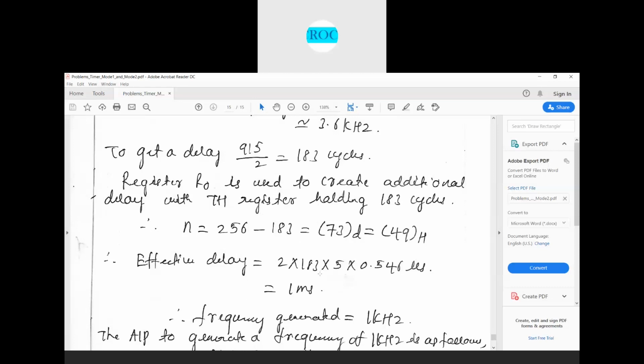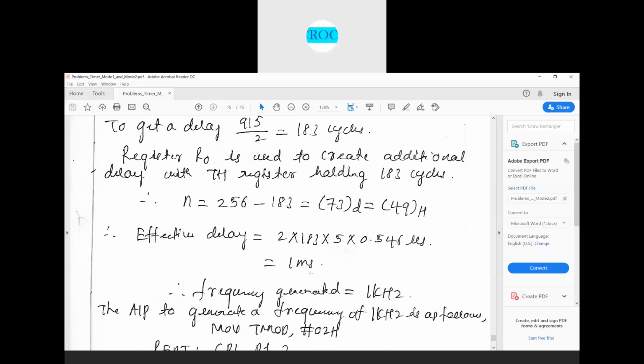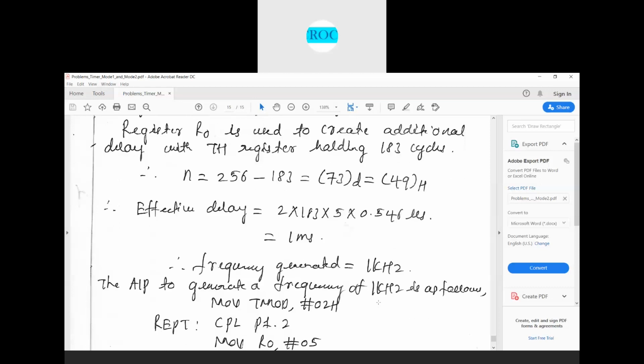As I said, this loop has to be executed 5 times. 2 into 183 into 5 into 0.546 microseconds, you get 1 millisecond. So what is the frequency generated from 1 millisecond? It will be 1 kilohertz.